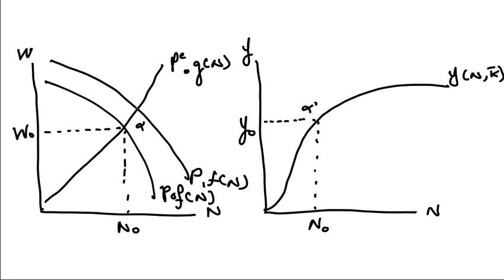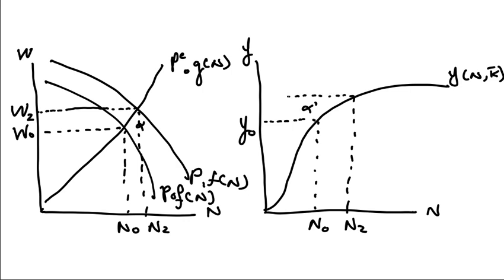As a consequence, we can see nominal wage increases from W0 to W2, and employment increases from N0 to N2. Because employment increases from N0 to N2, in the production function, we can see output increases from Y0 to Y2. So we have a new point here, call it beta prime. Here, beta.